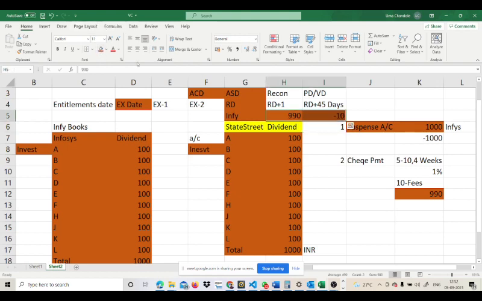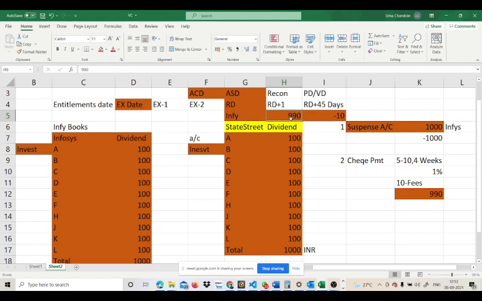Then how can you resolve it? As simple as that. Either you add the 10 rupees from the suspense account, because that is what the suspense account is created for. Just add the dummy 10 rupees from the suspense account, round up this balance to 1000 and process the corporate action. This is how you can do it.